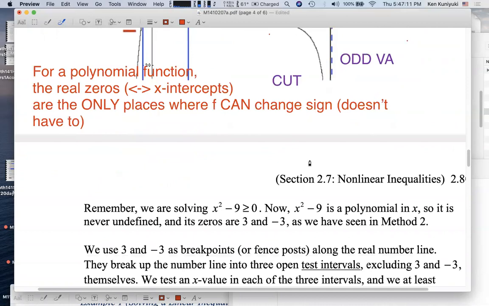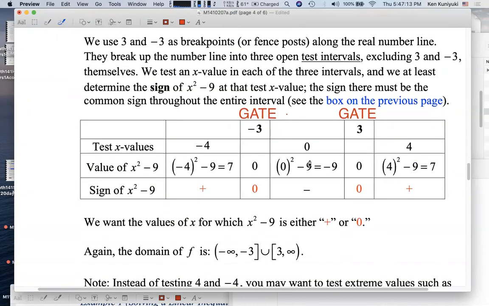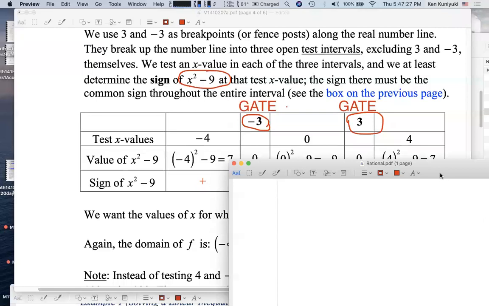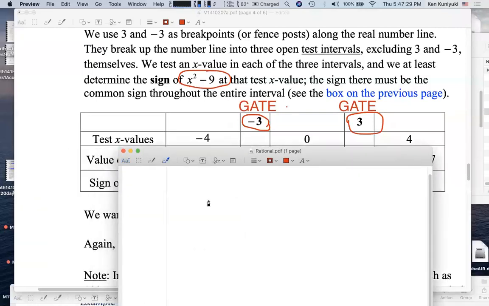All right. So based on those principles, find the real zeros of x squared minus 9. Well, for the 10 millionth time, we get negative 3 and positive 3. These are like gates. We might change sign or we might not. Okay. So consider the real number line. x squared minus 9 can change sign at -3, and it can change sign at 3. We know that these are zeros for x squared minus 9.